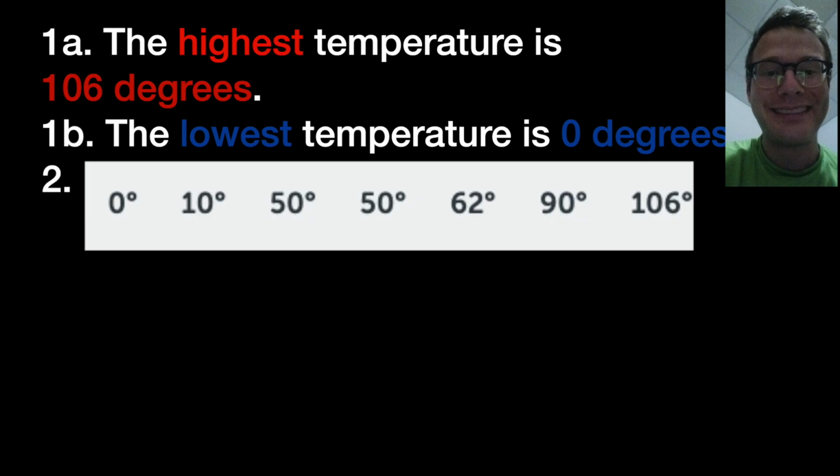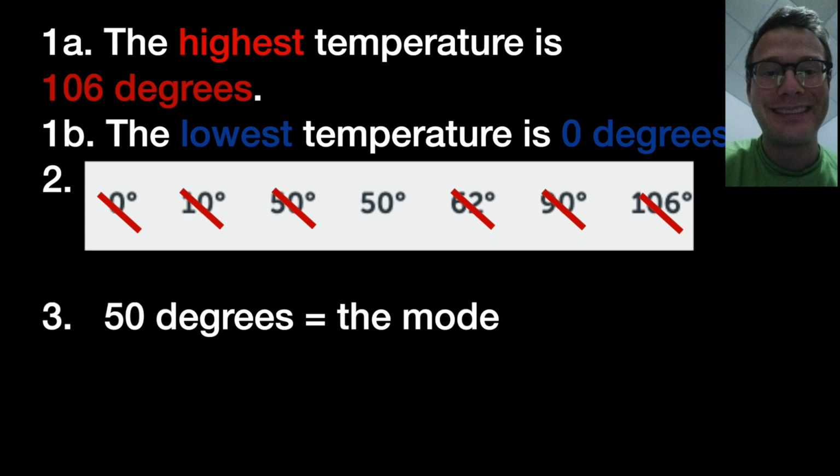Third question. What is the middle temperature in the set of temperatures ordered from least to greatest? Well, I can take a line and cross off the 0 and the 106. I can cross off the 10 and the 90. I can cross off the 50 and the 62. Wow, I'm at the middle. It's 50 degrees. That means that 50 degrees is the median of this data. What is the temperature that occurs most frequently? Well, in this case, it's 50 degrees. It happens twice.